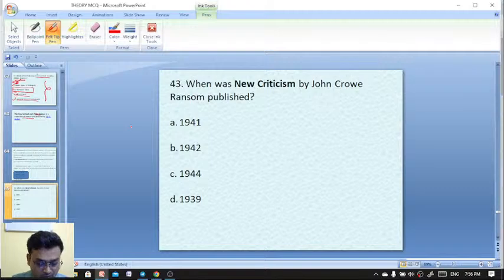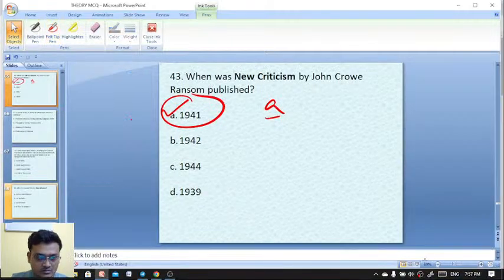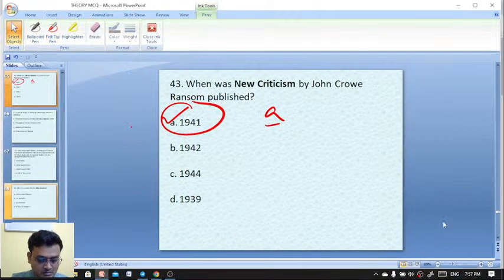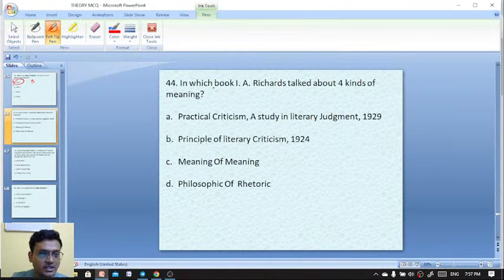Published in 1941. New Criticism is a work by John Crowe Ransom. It was published in the year 1941. 43 is the answer.